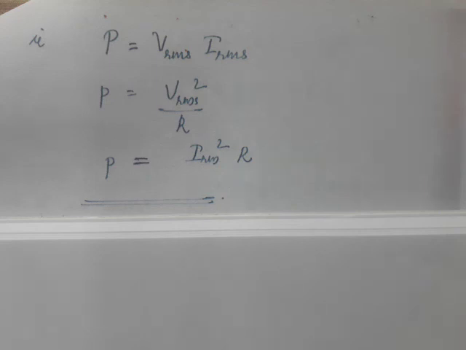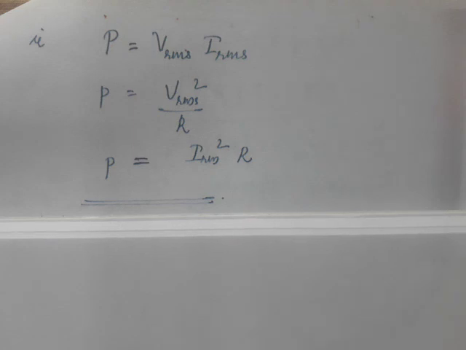The usual DC equations were P equal to V into I, or V square by R, or I square R. The AC equation can be written in the same format, that is V into I, but here V should be VRMS and I should be IRMS. IRMS and VRMS mean the peak values of voltage and current divided by root 2: V0 by root 2 and I0 by root 2.